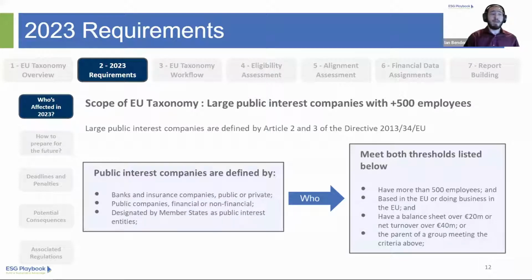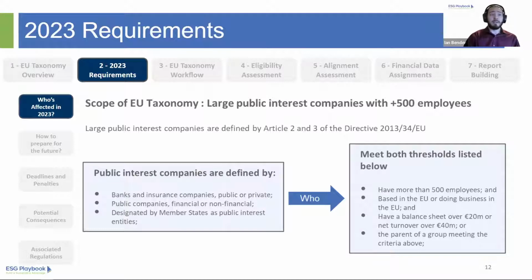These companies can include banks and insurance companies, regardless of their listing, all public companies, regardless of the purpose of business, and any other company that is designated by the respective member state. These public interest companies to report on the taxonomy then also have to have 500 or more employees and be either based in the EU or conduct business in the EU. The companies must also have a balance sheet of more than 20 million euros or a net turnover of more than 40 million euros, or they have to be part of a parent company that meets those requirements.